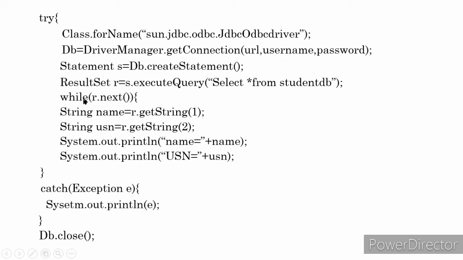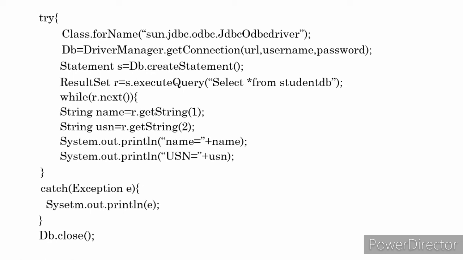Here in the student database, name and USN are there. We have to get all that data. String name = r.getString: first column data I am getting here and printing here. Next USN, this is the second column data I am getting here, then printing here. This while loop will get executed until all the data of that table is printed on the screen.